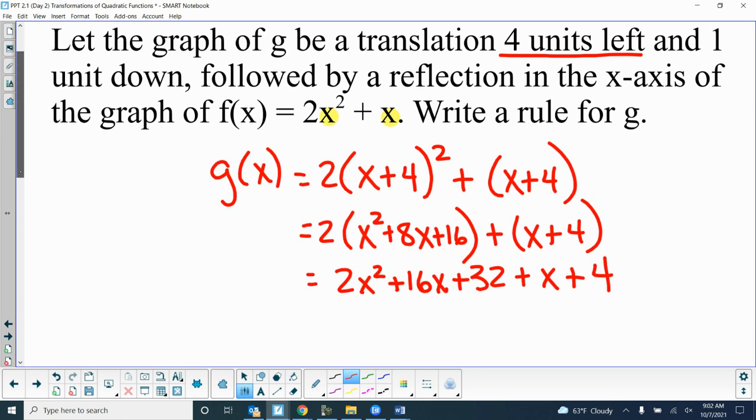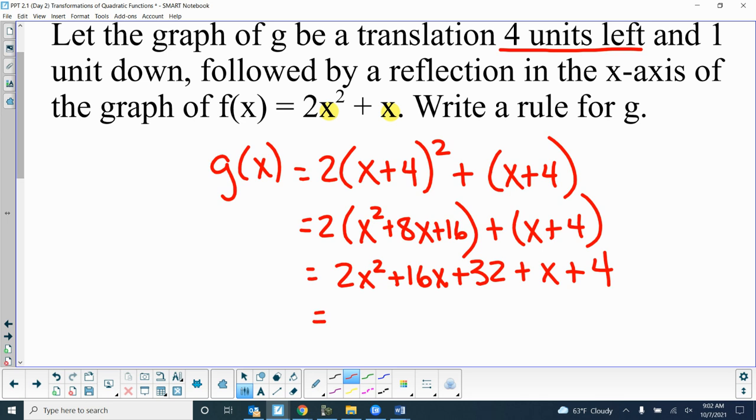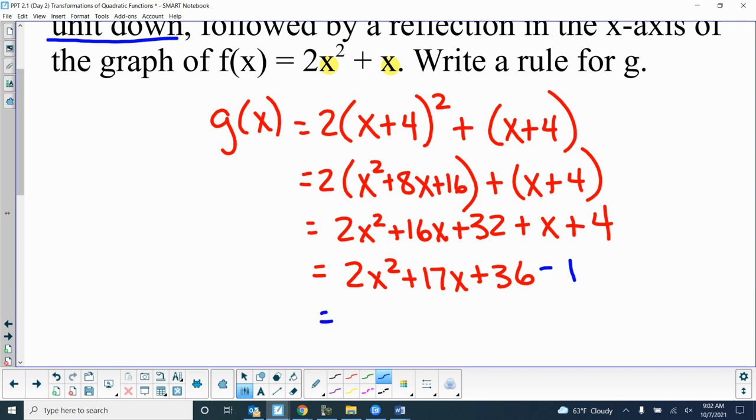Can I make that simpler? Yes. 2x squared. 16x plus 1x is 17x. 32 plus 4 is 36. So that's what it is, moving it 4 units left. 1 unit down, what do I do now? Just minus 1 on the end, right? So what's 36 minus 1? 35. So it's 2x squared plus 17x plus 35.